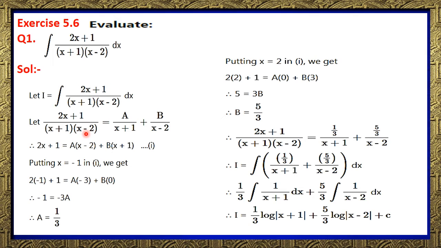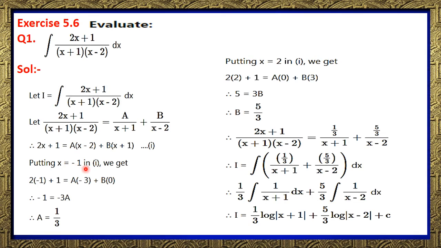So here on the left hand side the denominator completely gets cancelled, and on the right hand side x plus 1 gets cancelled from the first term, so only x minus 2 remains with a, plus in the second term x minus 2 gets cancelled and x plus 1 remains with b.